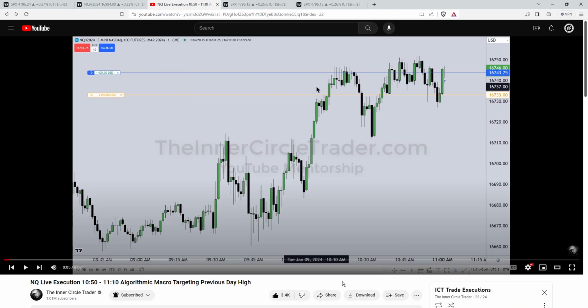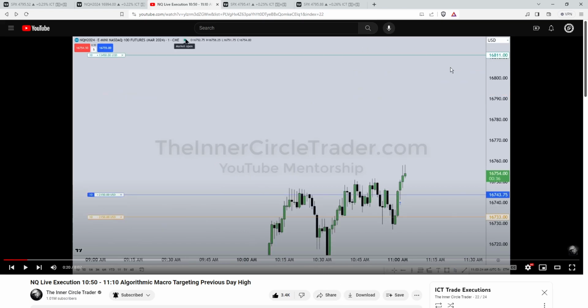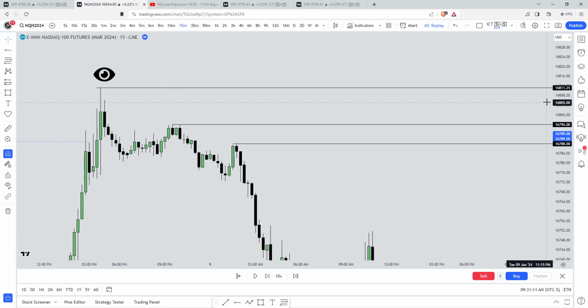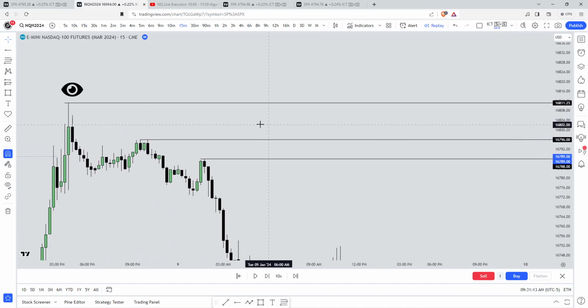Now we're going to skip ahead or go back to what ICT is trading. So he's on the 1-minute chart. So I like to look at what time frame he's looking at. If we skip it ahead, where is he targeting? 16,811. Let's go back to this chart. What was this high? 16,811.25.